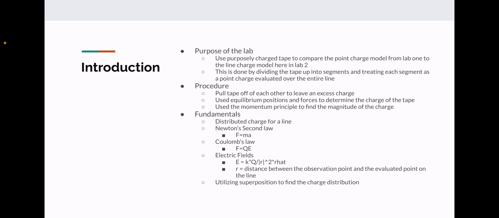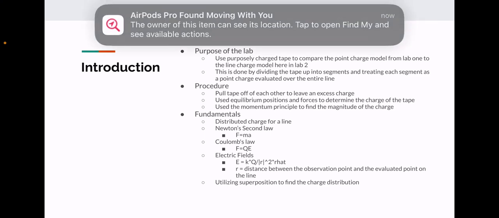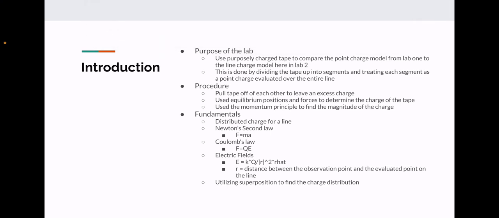The fundamentals of this lab included distributed charges for a line, Newton's second law, which is F equals ma, Coulomb's law, which is F equals QE, electric fields, which is E equals KQ over R squared times R hat, where R is the distance between the observation point and the evaluated point on the line, and using superposition to find the charge distribution.